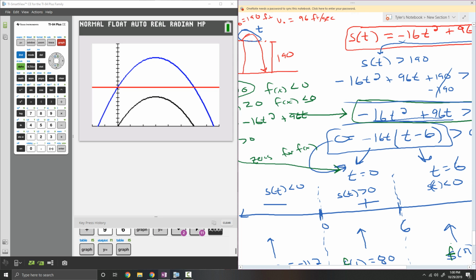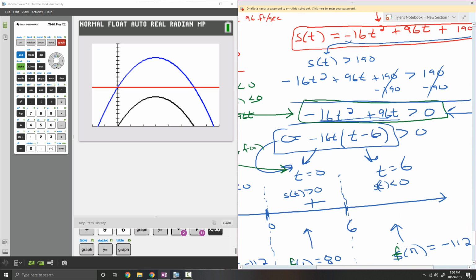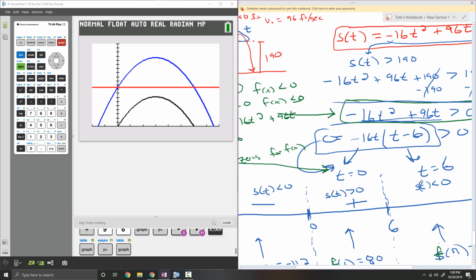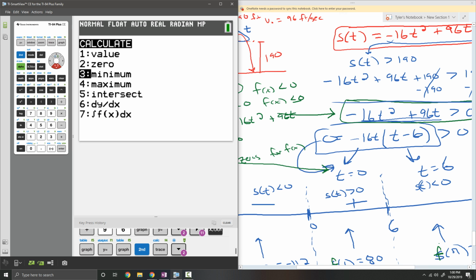So we found those zeros. We found that t equals 0 or t equals 6, and that's what those values would be. And you could double check. We could go to second calculate, option 2, the zeros.